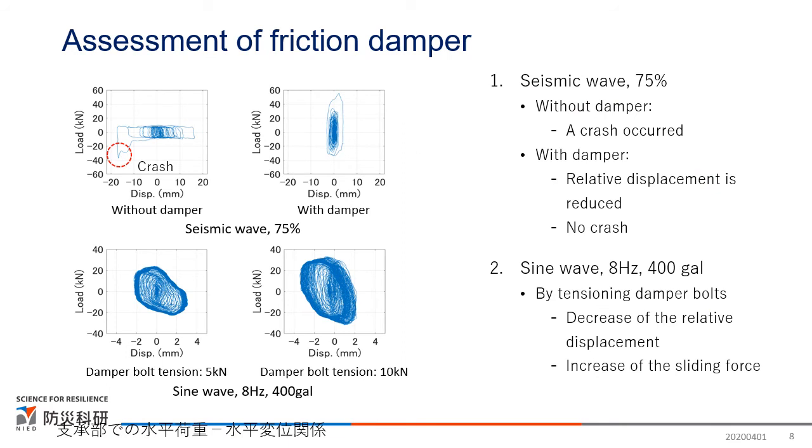In this slide, you can see the result of the friction damper assessment. On the left side, you can see the horizontal load-displacement relationship at the roller bearing for 4 test cases. In the case of 75% seismic wave without the damper, a large displacement and crash were observed. On the other hand, no crash was seen in the case of the 75% seismic wave excitation with the damper.